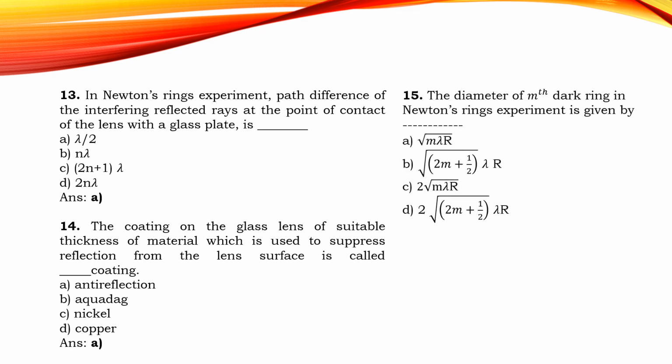Next is the diameter of mth dark ring in Newton's ring experiment is given by, and the options are under root of m lambda r, and next is under root of 2n plus 1 lambda r, 2 under root of m lambda r, 2 under root of 2m plus 1 by 2 lambda r. And the right answer is option C, 2 under root of m lambda r.